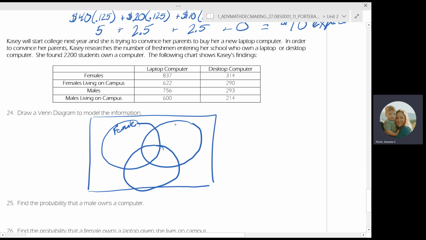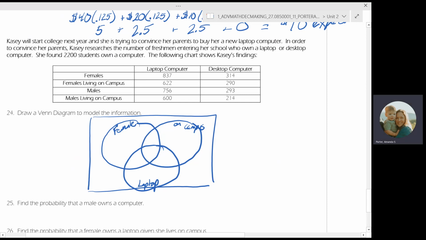Let's call this on campus. Anything not in here would be not on campus. And let's talk about this one as being maybe a laptop. Anything not in this circle would be a desktop.